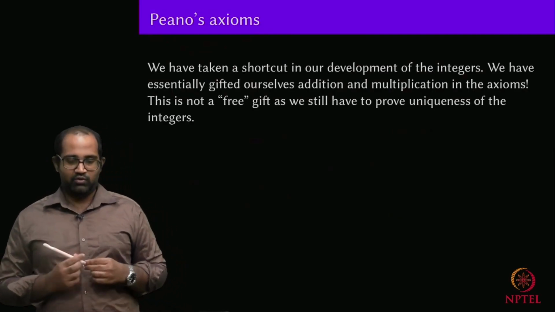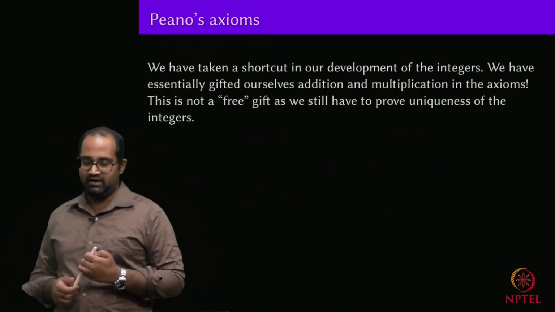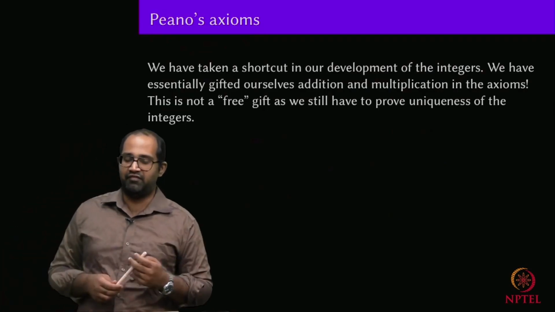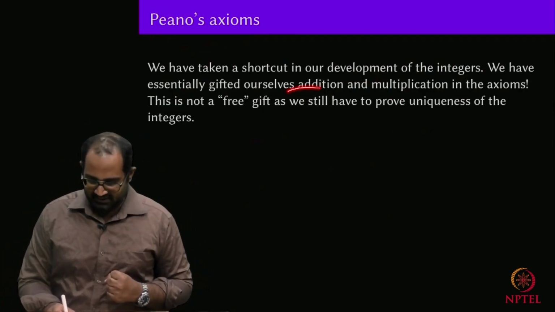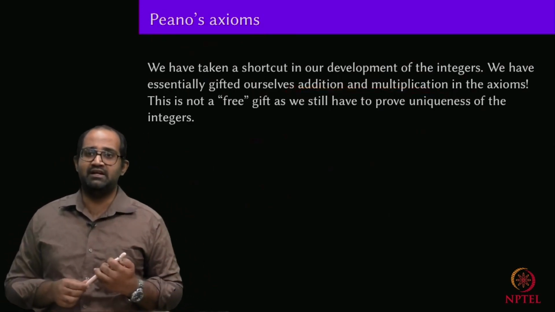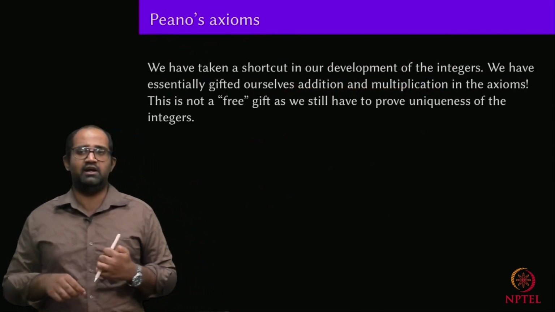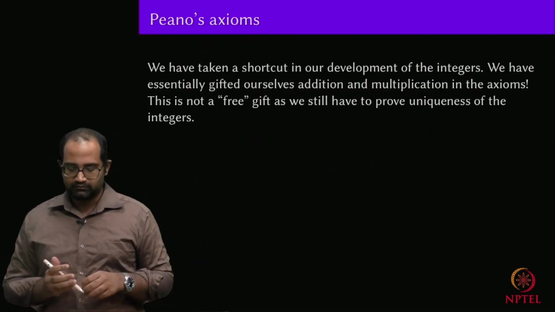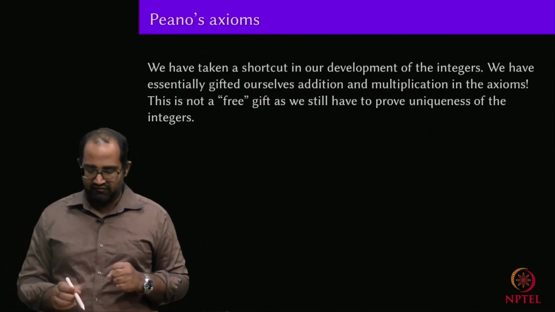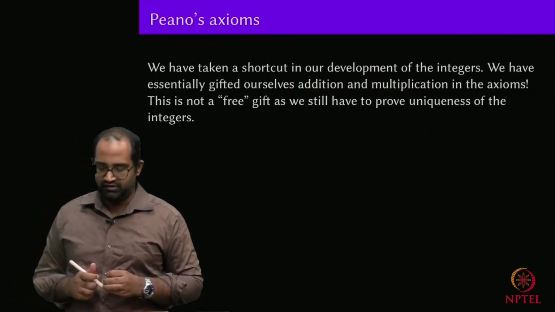Okay. Now, you would have noticed that we have taken one major shortcut in our development of the integers. That is, we have just given ourselves a free gift of addition and multiplication in the axioms. We started off by saying that the integers is an integral domain, in fact, an ordered integral domain that satisfies something. Now, of course, this is not a free gift because we have to prove uniqueness, and as promised, I will prove uniqueness in the last video of this week.